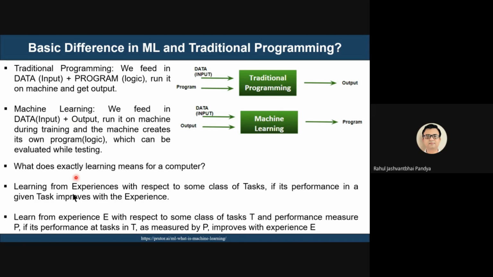Such as, learn from the experience E with reference to some class of task T and performance measure P. If the performance at that particular task T is higher, then it will improve my experience, correct? Such as, if the reward is higher, then it will say that's a good experience, we should continue in that particular direction.